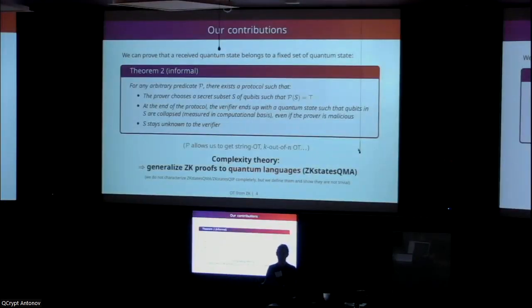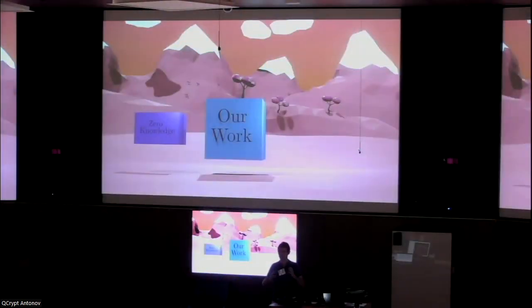In practice, we can generalize this further by proving any properties on the set of collapsed qubits, for any set of predicates, and we therefore extend zero knowledge proofs to quantum languages. We define a complexity class to encompass this notion, which we call zero knowledge states QMA. Once we have this generic tool, which seems quite unrelated so far to Oblivious Transfer, we build a compiler that takes any zero knowledge proof and turns it into an Oblivious Transfer protocol, while mostly preserving the properties of this zero knowledge protocol.